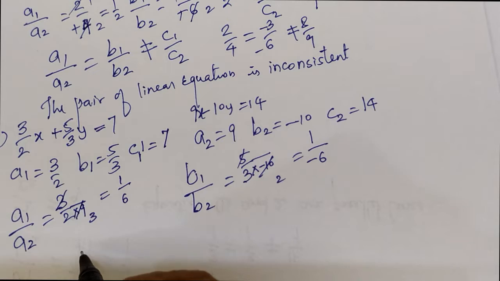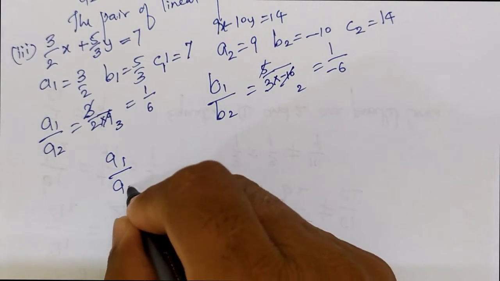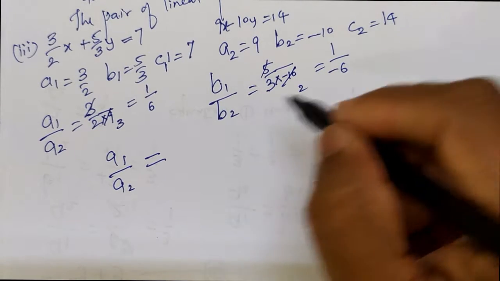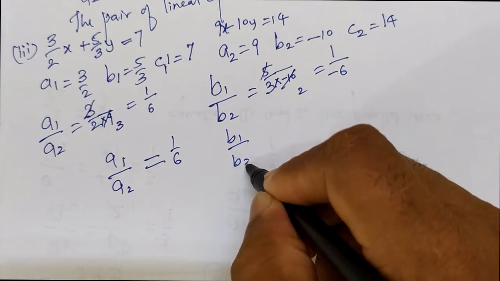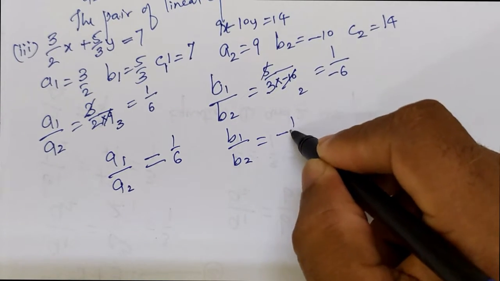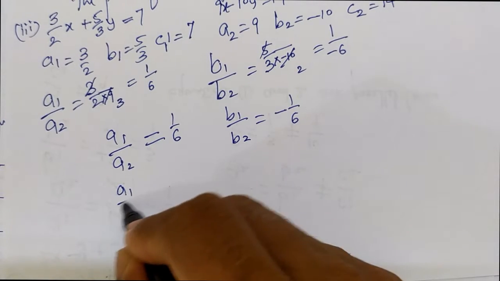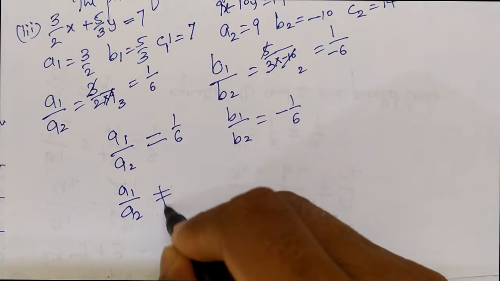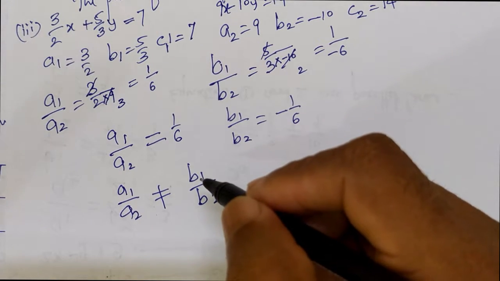So we see a1 upon a2 is 1 upon 6. b1 upon b2 is minus 1 upon 6. So they are not equal. So a1 upon a2 is not equal to b1 upon b2.